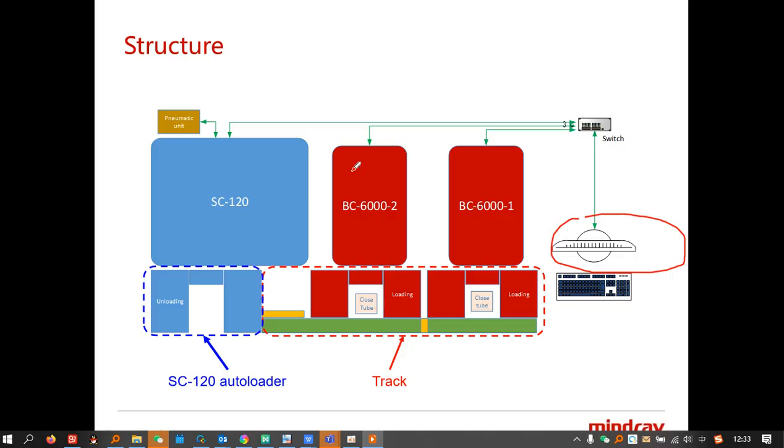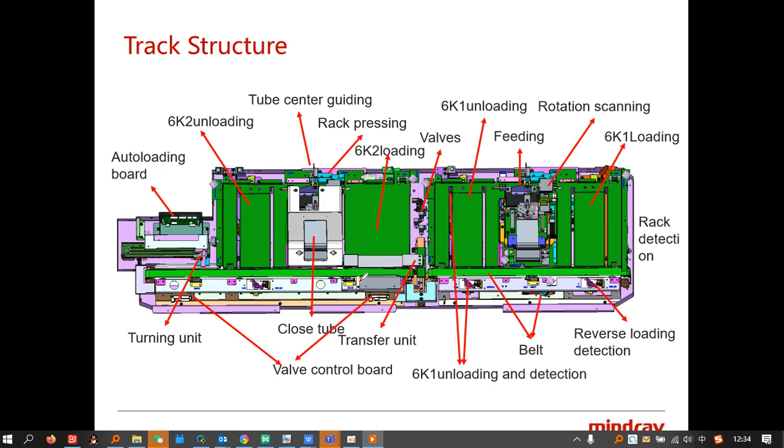And the analyzer communicates with analyzer, and SC communicates with the autoloader and the dual buffer tracks by RS232 cable, and the tracks and the autoloader communicate by the CAN bus cable. Later I will introduce the details.